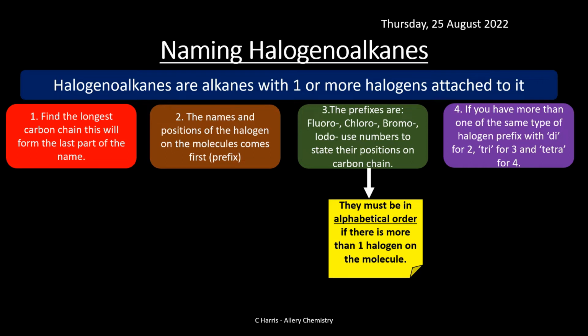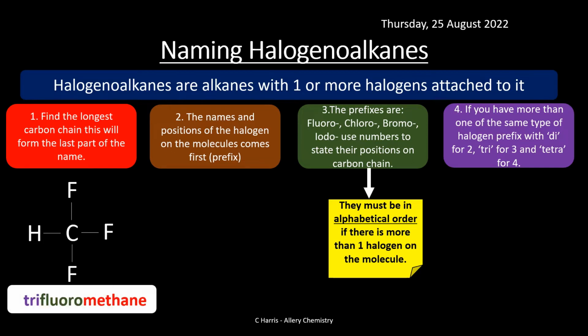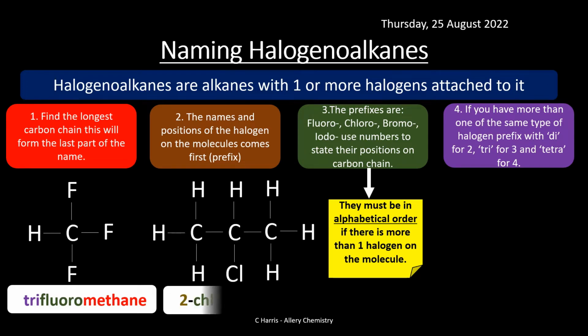So let's have a look at some examples here. Here's one where you've got 3 fluorines, a carbon and a hydrogen, and so this is trifluoromethane. You've got 3 fluorines around the carbon in the middle, so it's methane, it's got 1 carbon. This next one is going to be 2-chloropropane. The chlorine is on the second carbon of a propane molecule, which has 3 carbons on it.